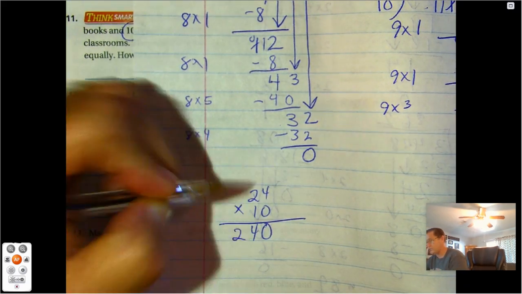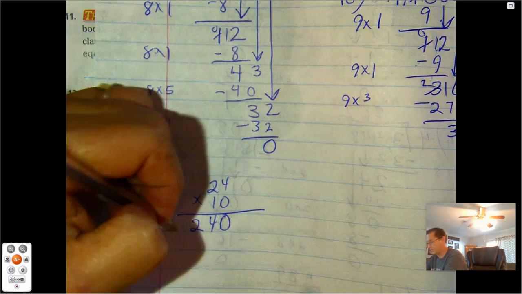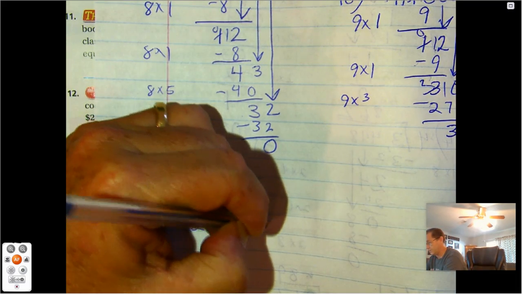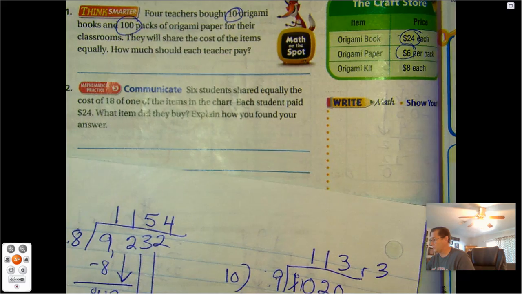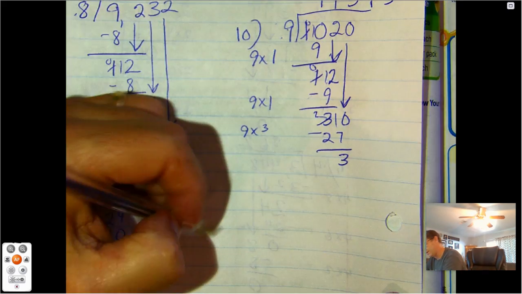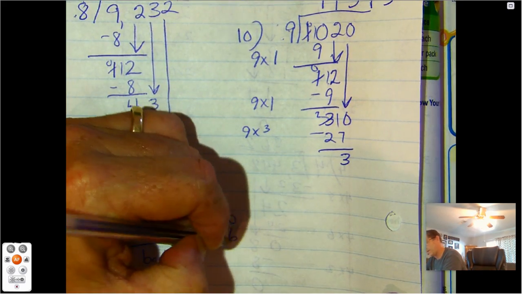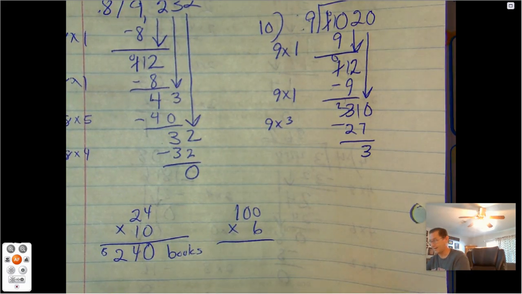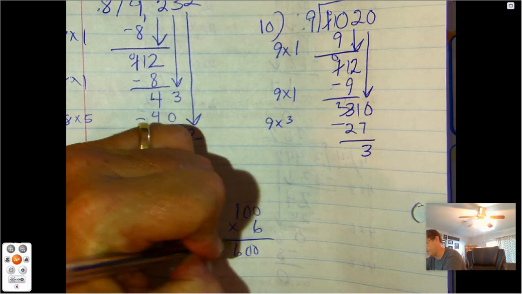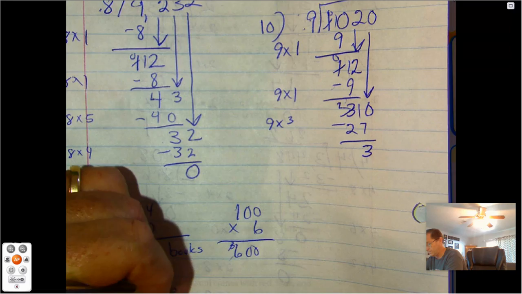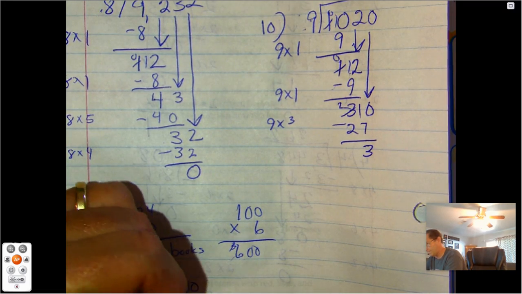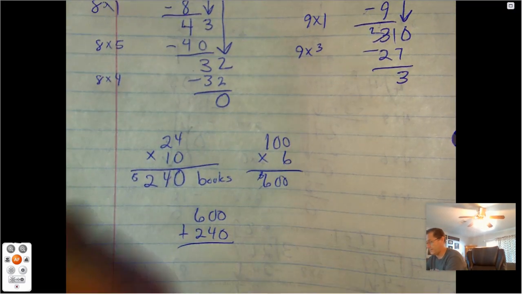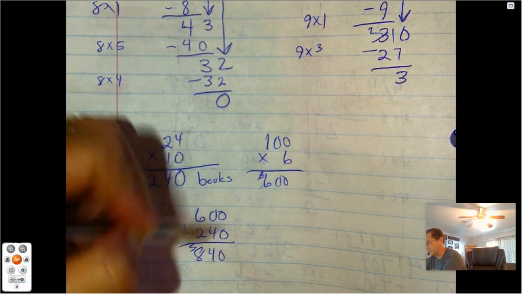$240 for the books. And then they also bought 100 packs of paper at $6 a pack. Well, 6 times 100 is 600. Okay, so now add them together, and we get a total of $840 to share with 4 teachers.